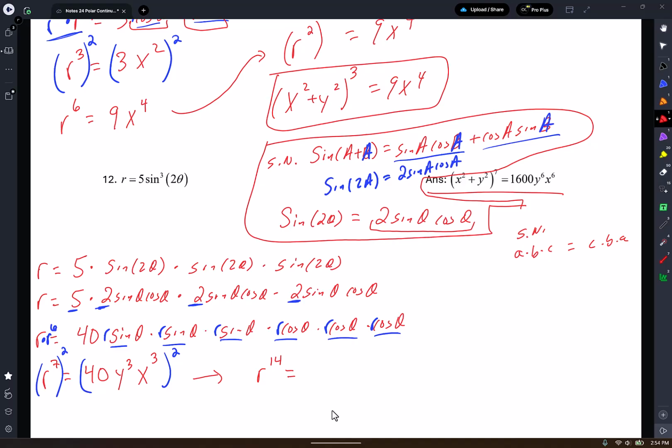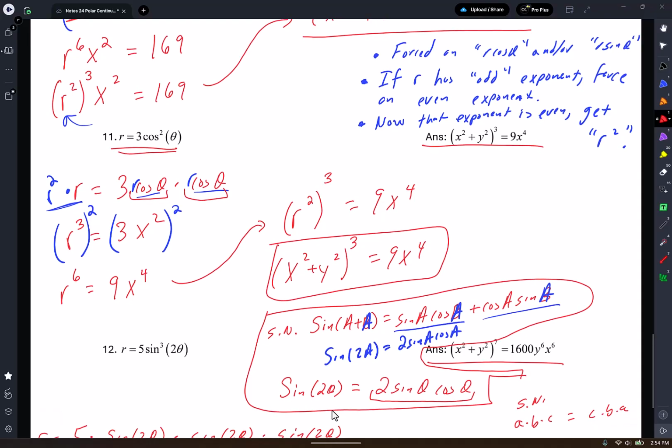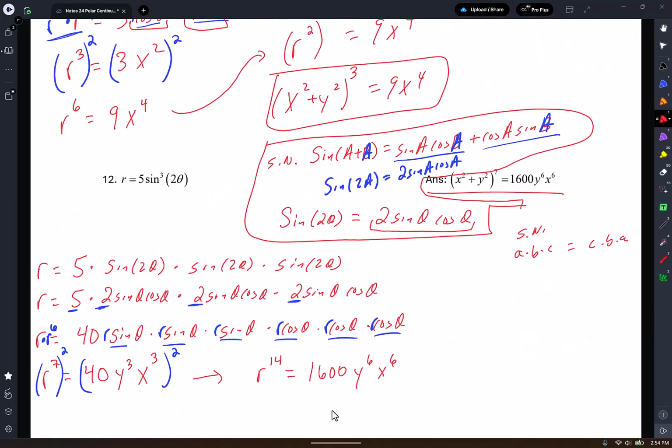R to the 14th equals, what's 4? Well, 4 squared is 16. So that means 40 squared has to be 1600. Add 0, 0, 0. And then y cubed to the squared, that's going to be y to the 6. And then x cubed to the squared, that's going to be x to the 6. We're so close. The third bullet says, now that the exponent is even, get r squared. So we're going to force that r to the 14th to be an r squared in there. So I'm going to write, what am I going to write? R squared raised to the what power? 7 equals 1600 y to the 6 x to the 6.